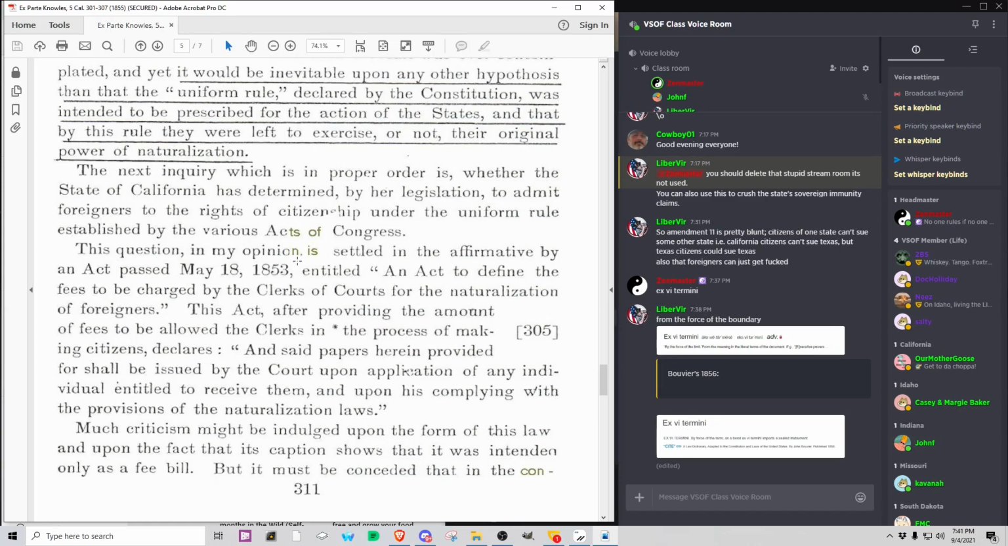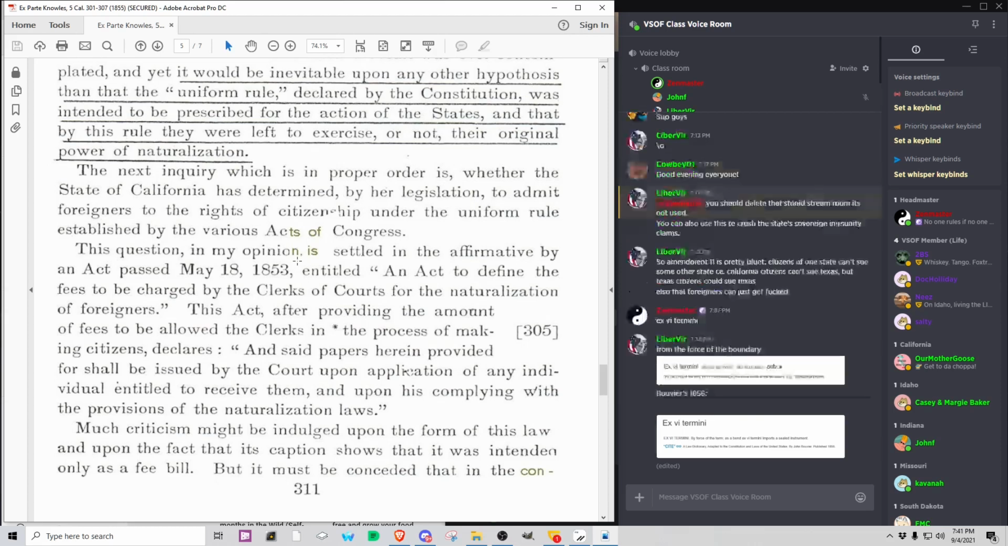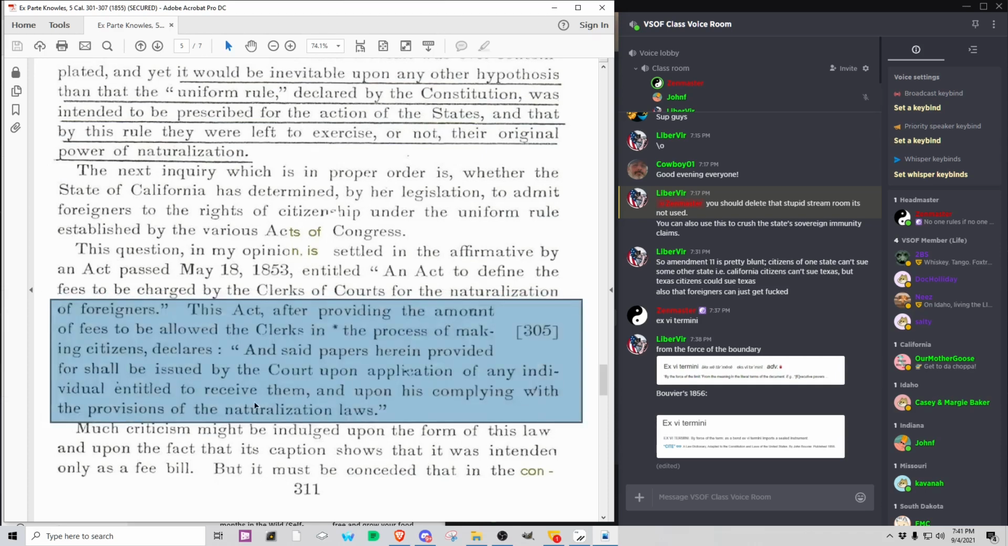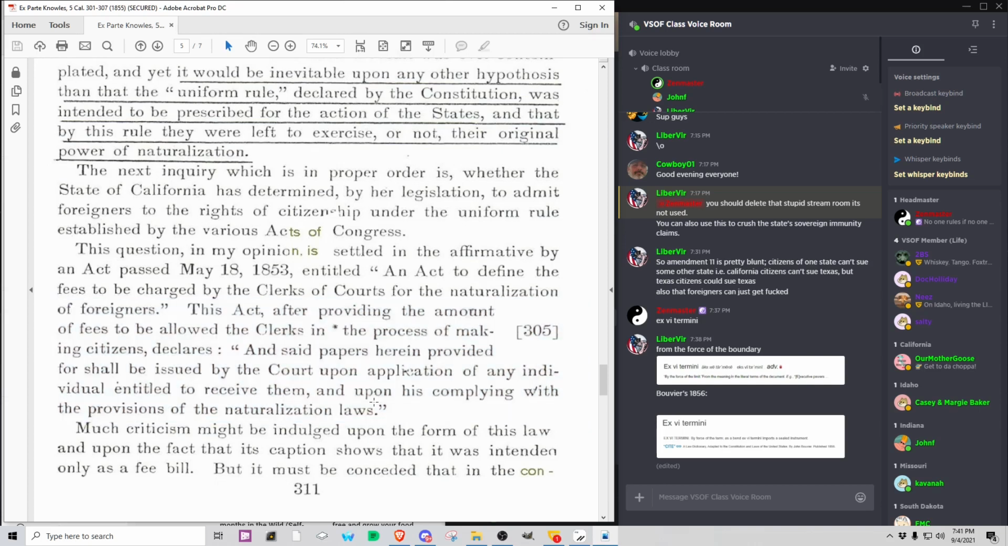entitled An Act to Define the Fees to be Charged by the Clerks of Courts for the Naturalization of Foreigners. That would be an interesting thing to go find. This act, after providing the amount of fees to be allowed the clerks in the process of making citizens, declares, quote, and said papers herein provided shall forthwith be issued by the court upon application for an individual entitled to receive them, and upon his complying with the provisions of the naturalization laws. Right. So again, this is the state courts. This is the state courts creating or using the power, but under what? Complying with the naturalization laws, which Congress makes as uniform laws, right?